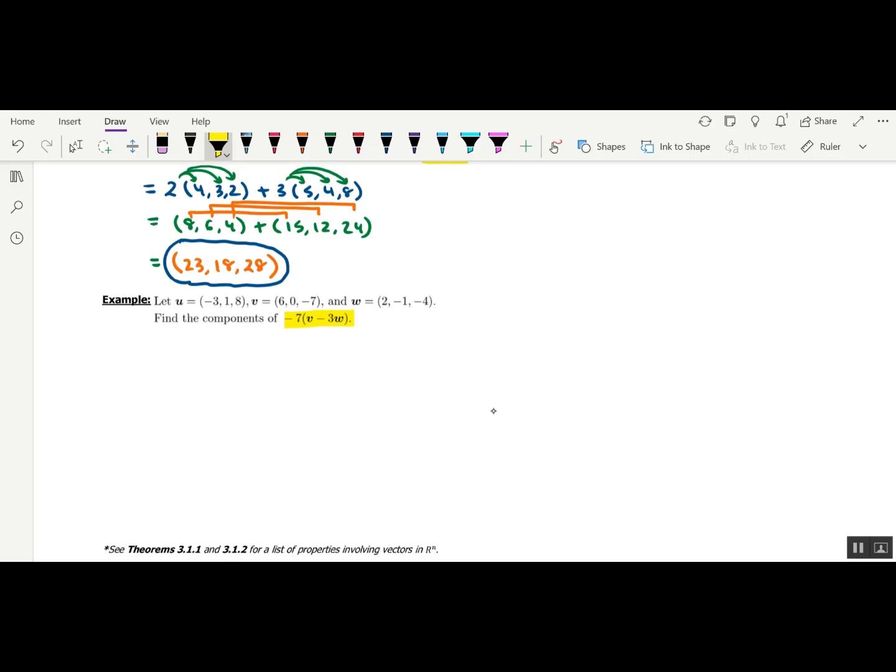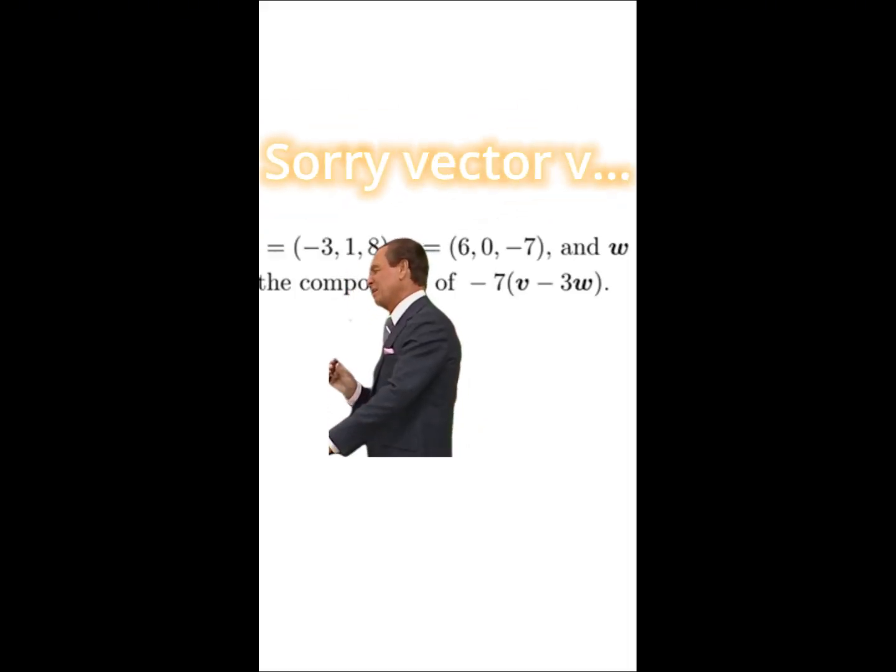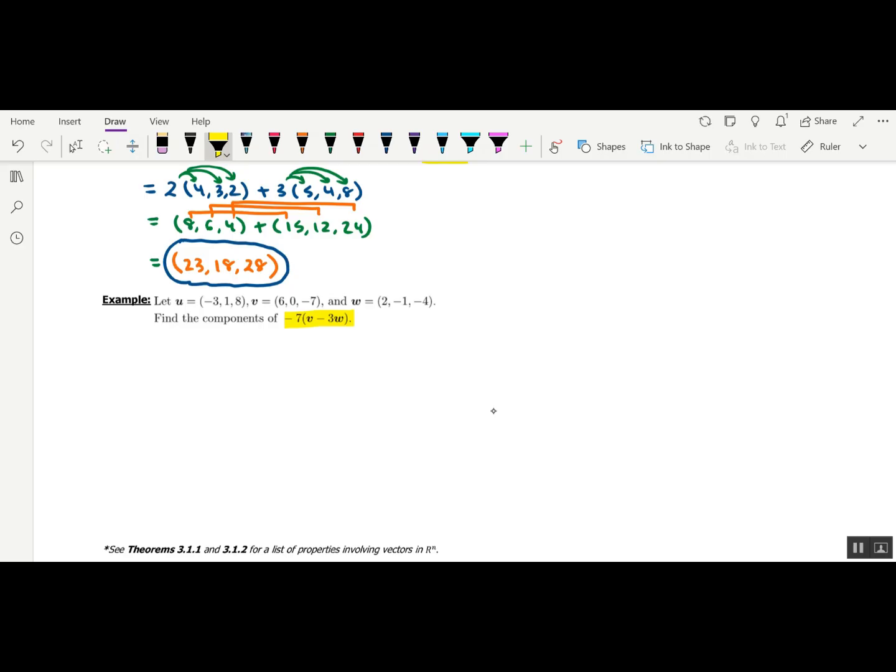So it looks like we're not going to involve the vector u in this one. My apologies to vector u. But let me just jot this expression down. We've got negative 7 quantity v minus 3w.